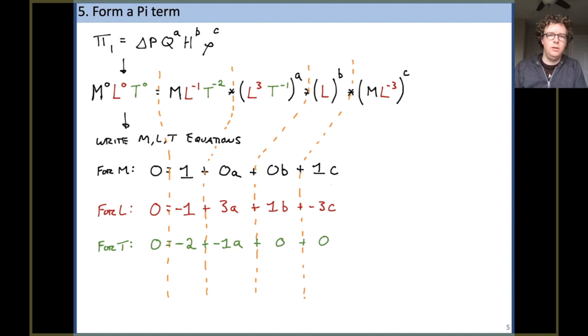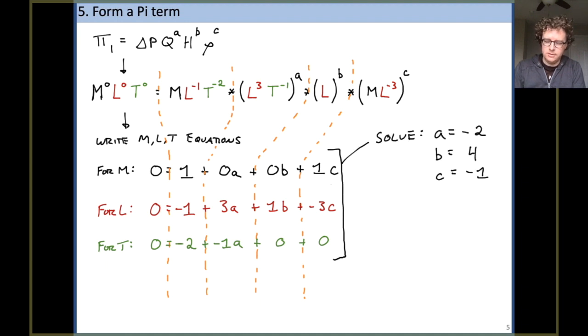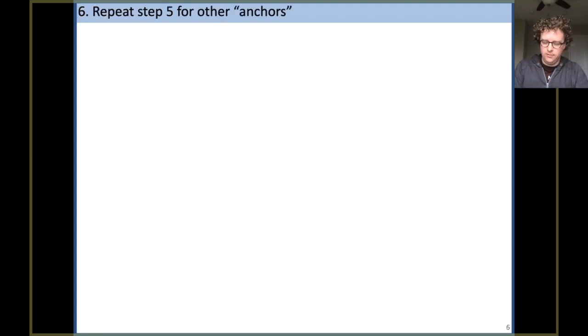So at this point, my hope is that these colors are helping you see where these exponents are coming from. We've got 3 equations with 3 unknowns. And so we can actually solve that system of equations. And I believe the solution is correct here. A is -2, B is 4, and C is -1, which means that our pi 1 term should look like this. So we have successfully formed our first pi term.